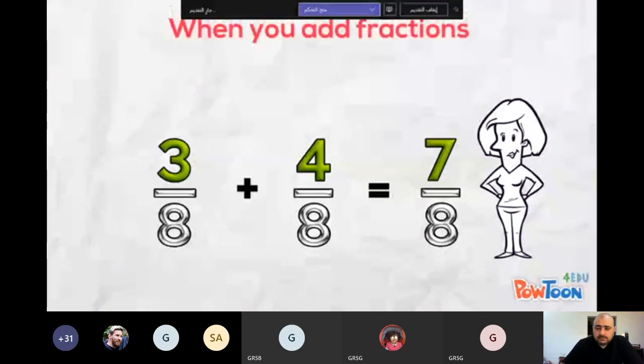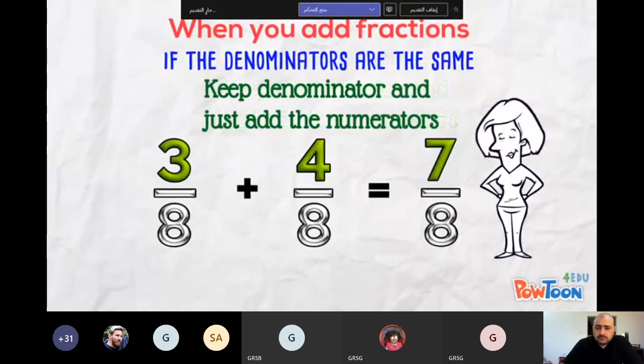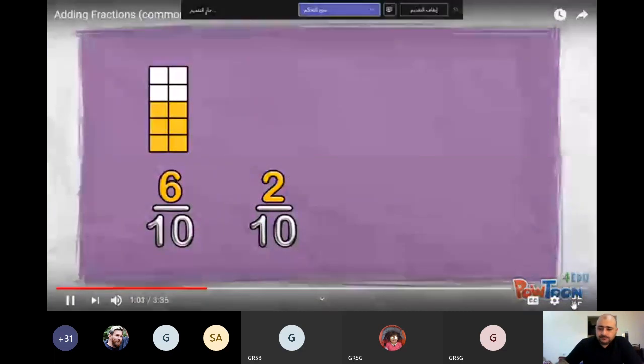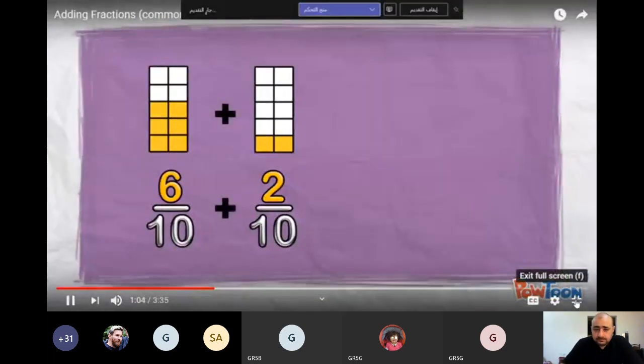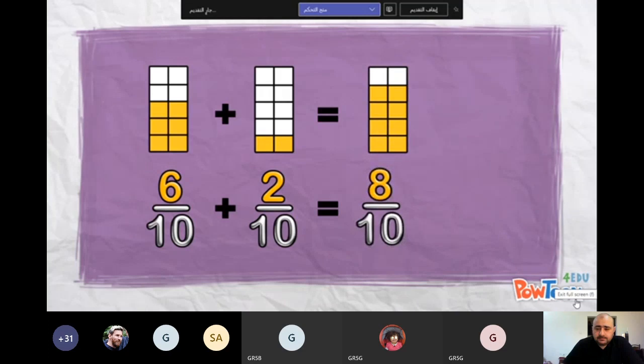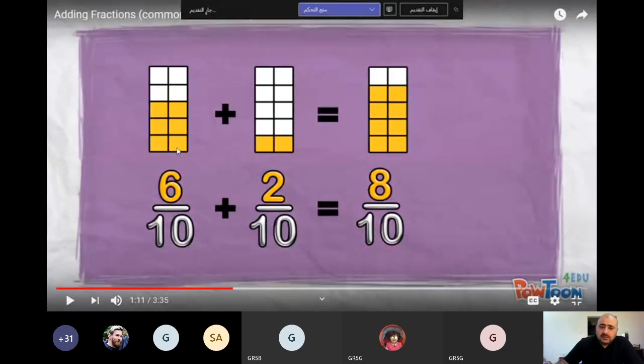So you can see when you add fractions, if the denominator is the same, you keep it and just add the numerators. In this example, we've got 6 parts out of 10 plus 2 parts out of 10. 6 plus 2 is 8 parts out of 10. Listen here. The whole number here will be 10 squares, and here the whole number will be 10 squares. And look at the answer. The whole number is also 10 squares, not 20. So keep the same denominator. Just add the numerators.